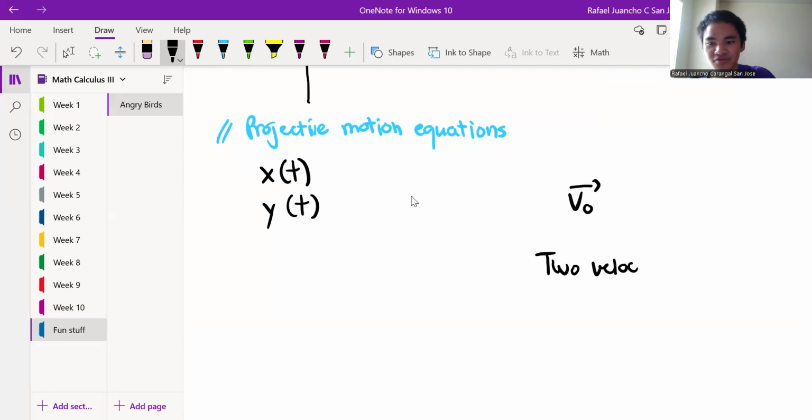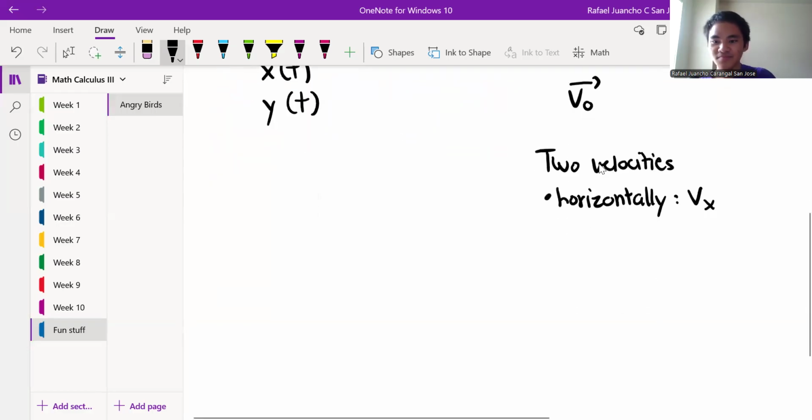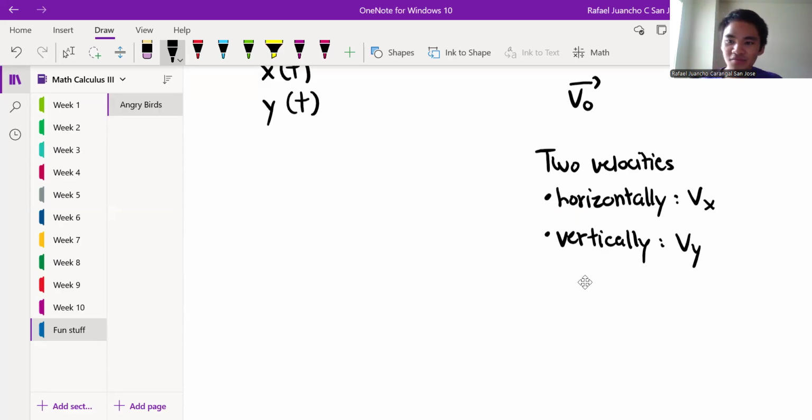How fast is the bird going horizontally, right? So that's the x part. So this is v sub x. Like how fast is the bird going left or right? And then how fast is the bird going vertically? So this is vy. Is it going up? Is it going down? Pretty much. Now if we combine that, we get, yeah.